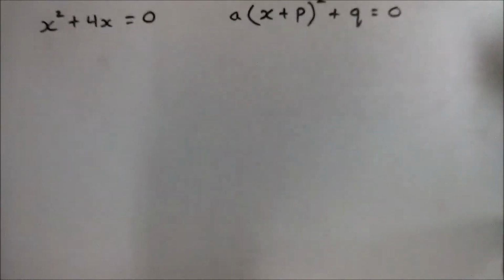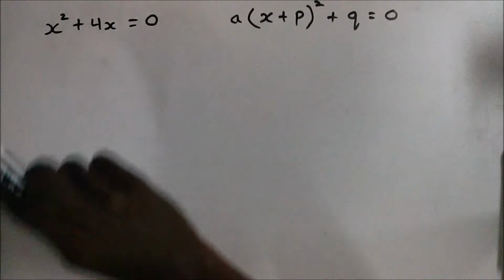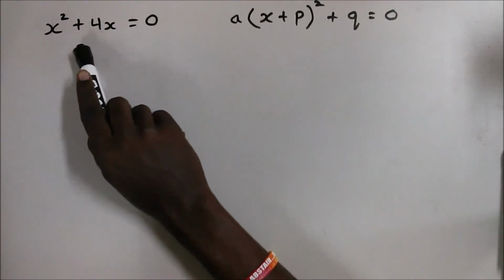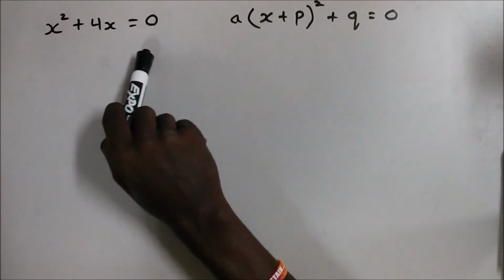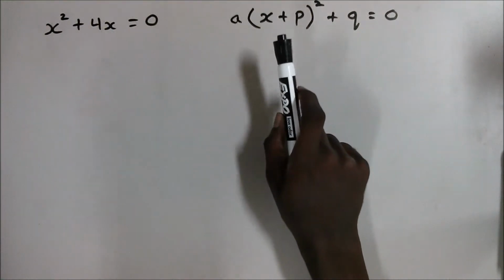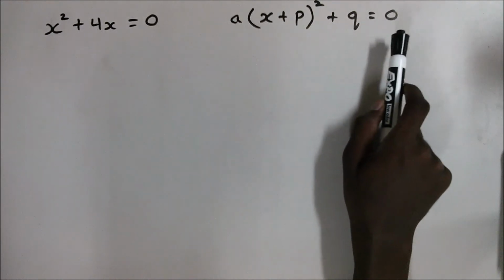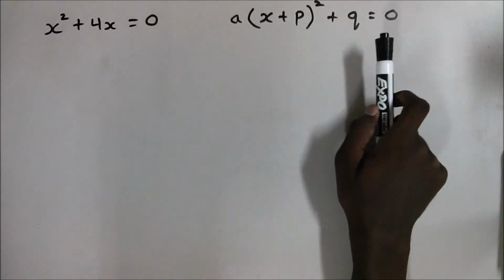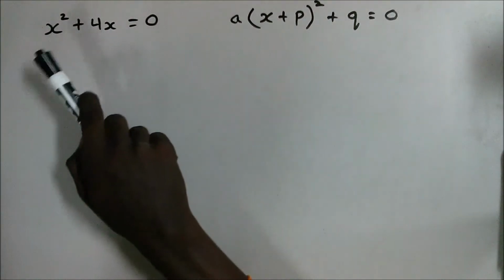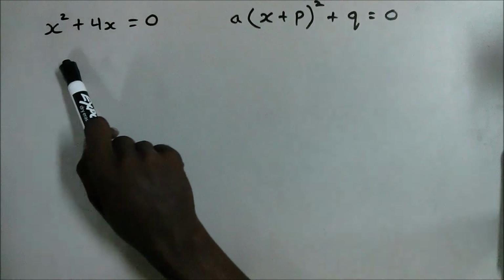Hi, good afternoon. Today we're going to learn how to complete the square, and in our first example we're going to complete the square of the equation x squared plus 4x equals 0. We're going to try to put it in the form a times (x plus p) all squared plus q equals 0. Now, our first step, we have to make sure that our x squared term has a coefficient of 1.